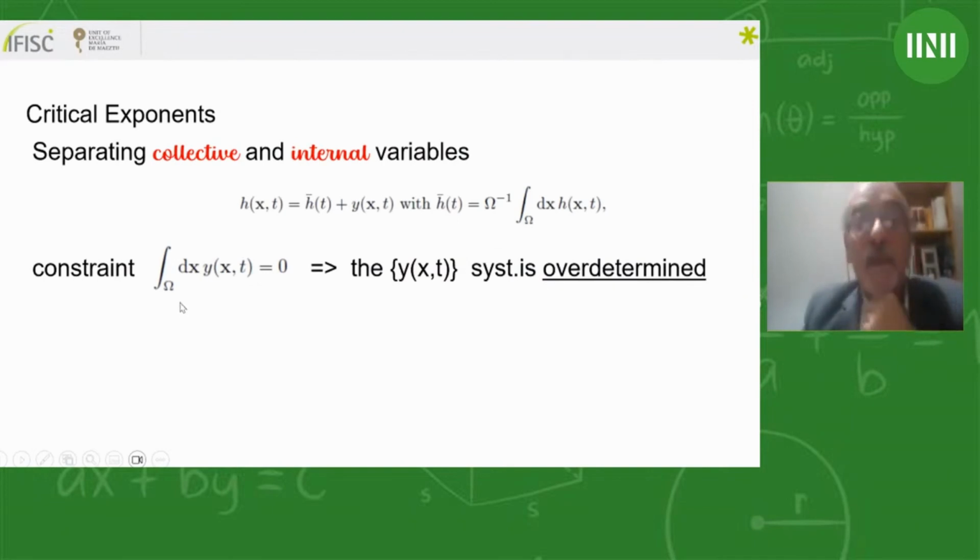Regarding critical exponents, we can separate the system into collective and internal variables. The collective variable is this one, that is nothing more than the spatial average of h, the height of the surface. We have this constraint that the integral of the internal variables over the whole volume of the system is 0, which implies that the set of internal variables is overdetermined, and it requires some care, let's say, when doing calculations, both in the continuous or in the discrete limit.